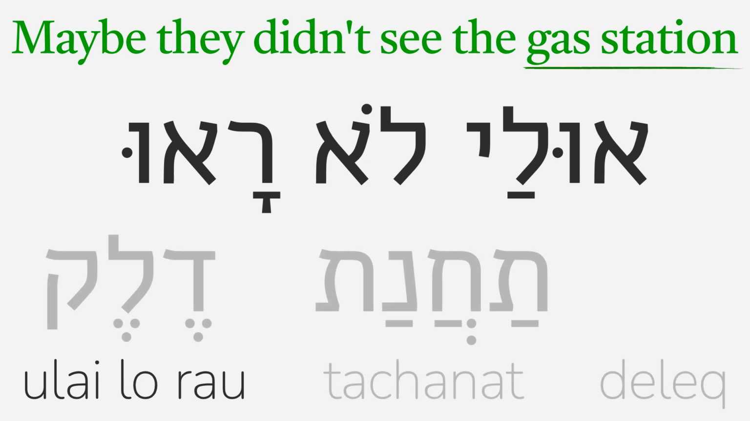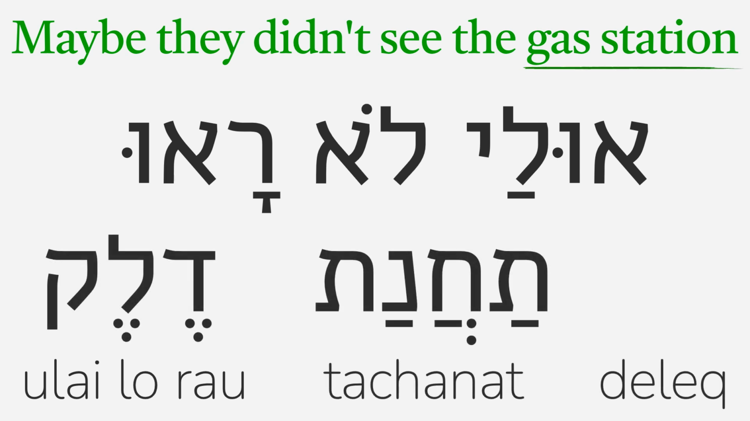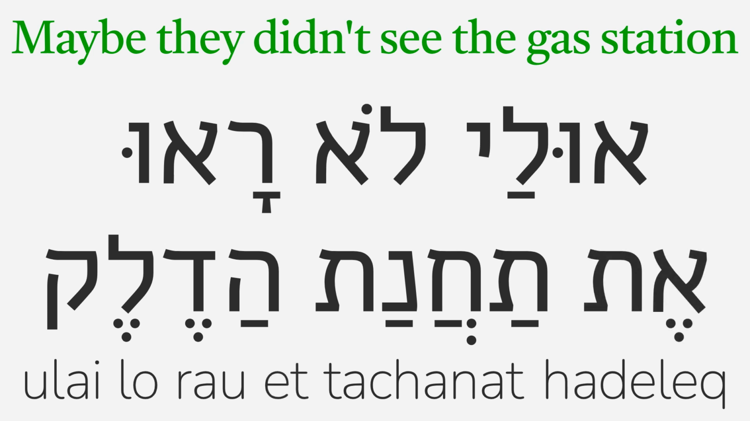Gas station is tachanat derek, which is a construct phrase. That means to say the gas station, we add a ha, meaning the, onto the last word of the phrase, derek. Tachanat haderek, the gas station. Since tachanat haderek is definite and is the direct object of the verb ra'u, it needs the preposition et before it. That all makes ulai lo ra'u et tachanat haderek. Maybe they didn't see the gas station. Ulai lo ra'u et tachanat haderek.